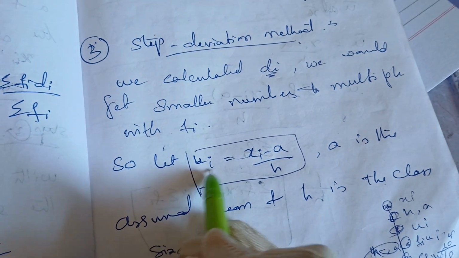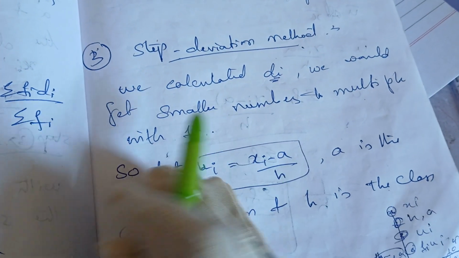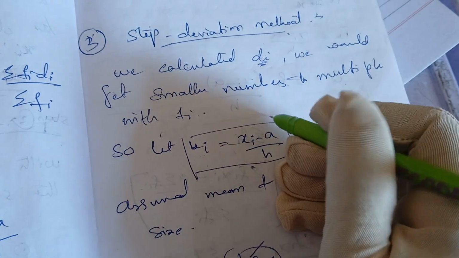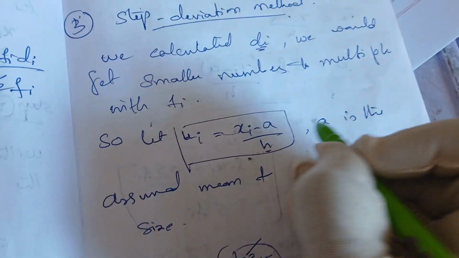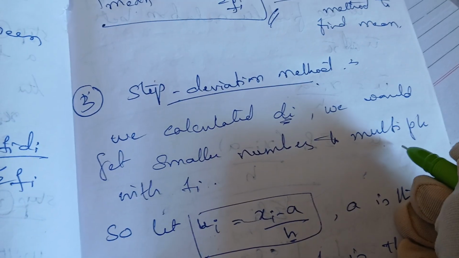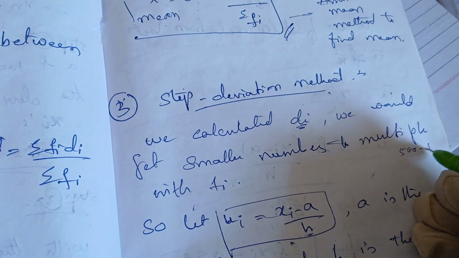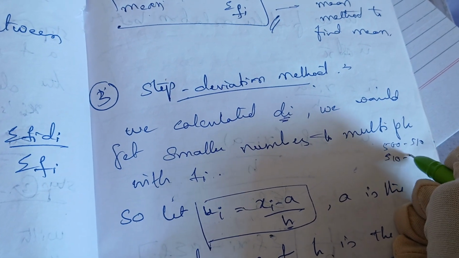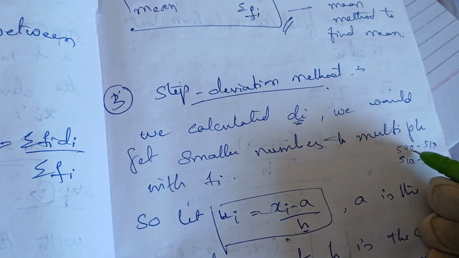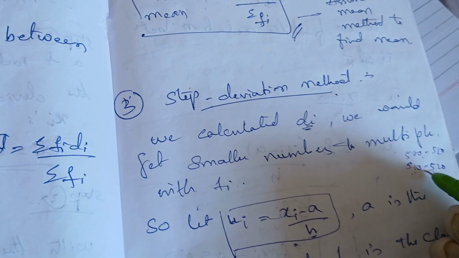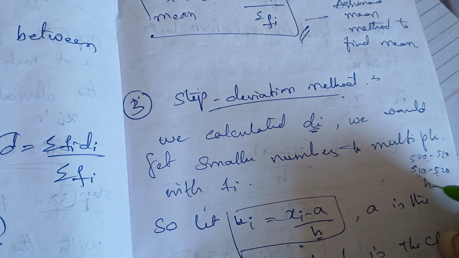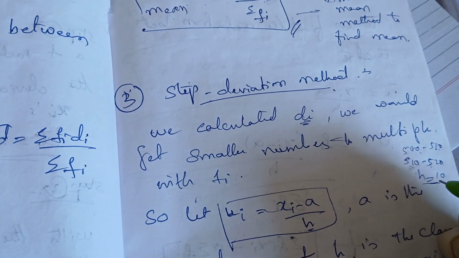We consider ui equals xi minus a, where xi is the class mark value, divided by h. Here h is nothing but your class size. What is class size? Suppose you have class intervals of 500 to 510, 510 to 520, like this. What is the difference between these two? The difference is 10, so your class size is 10. This is the value you have to take.